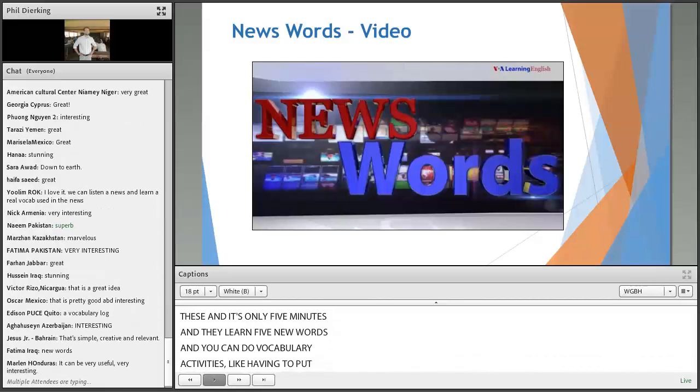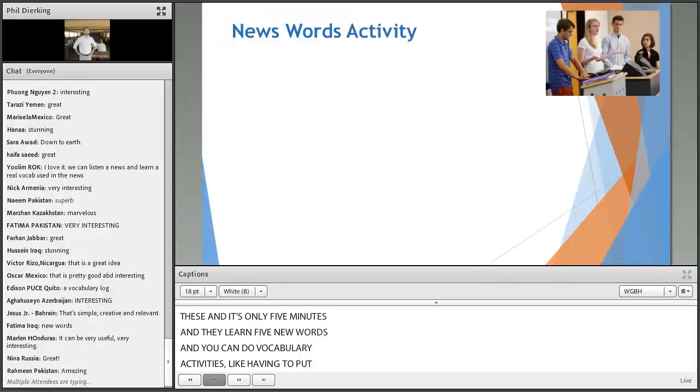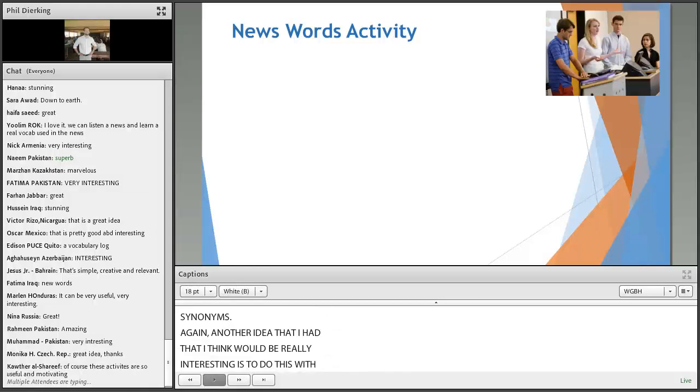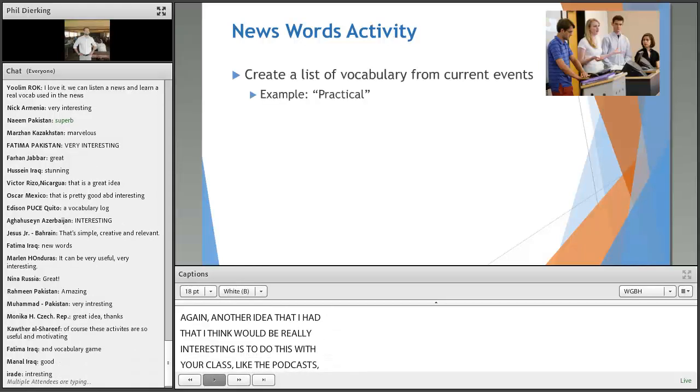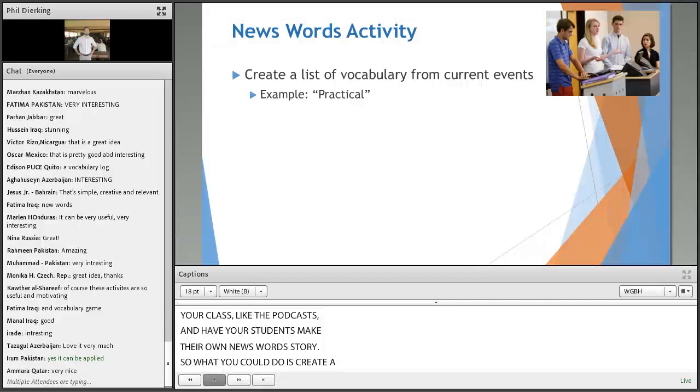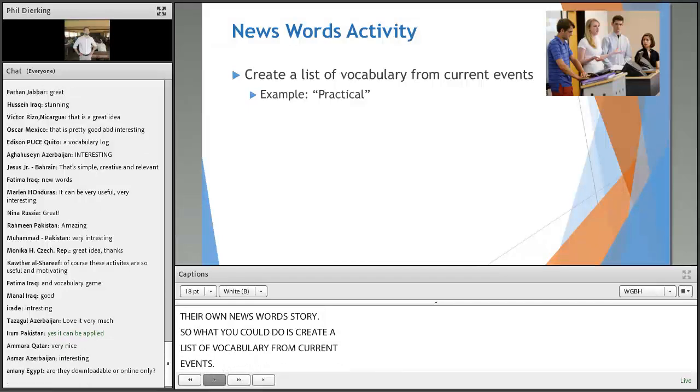But again, another idea that I think would be really interesting is to do this with your class, like the podcasts, and have your students make their own news word story. So what you could do is create a list of vocabulary from current events. We'll take an example from the story we saw and use the word practical.